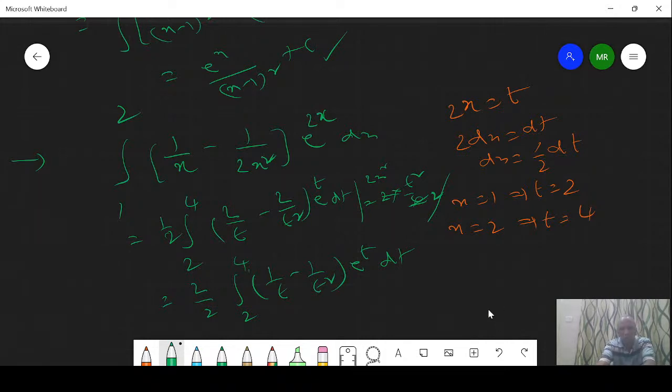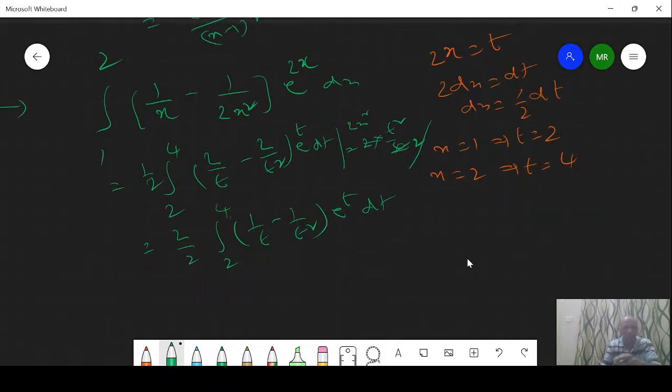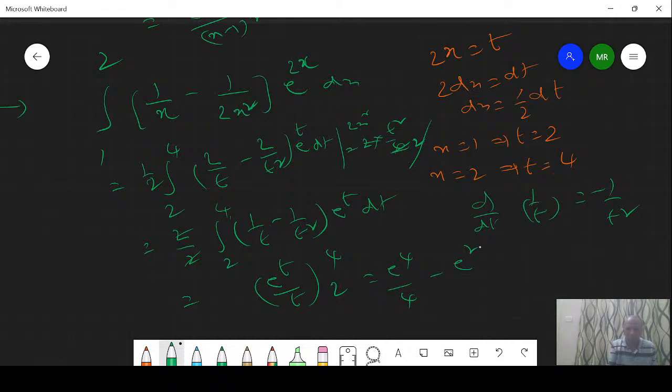Now check the derivative of 1 by t minus 1 by t square. Here I can eliminate dt, correct? Now you can check that d by dt of 1 by t will be minus 1 by t square. This we know that. So I can write now, the derivative of this one, your answer is e power t by t, limits 2 to 4. So you will get e power 4 by 4 minus e power 2 by 2. If you want plus c, I can write. No, here not required. This is a definite integral, plus c is not required.